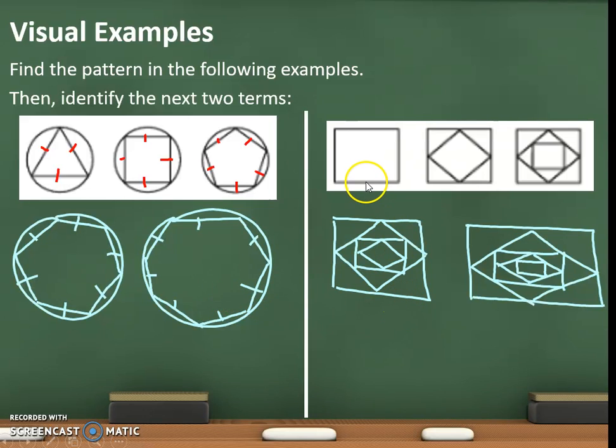So let's take a look at this shape. You have a square, you have a diamond inside the square, or a rectangle rather, a rectangle inside it, and then you have another rectangle inside, and then you're going to do another and then do another. So let's draw the next two terms for these. Go ahead and pause the video and draw the next two terms.